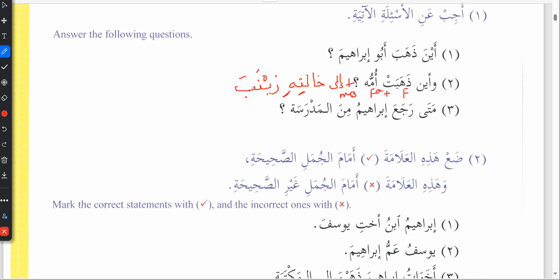متى رجع إبراهيم من المدرسة؟ Raja'a. Now you will start your answer from Raja'a, fa'il, fa'il, and Minal Madrasati, Ba'da. Since this is the zarf, Ba'da hissati ula. Hissati ula.